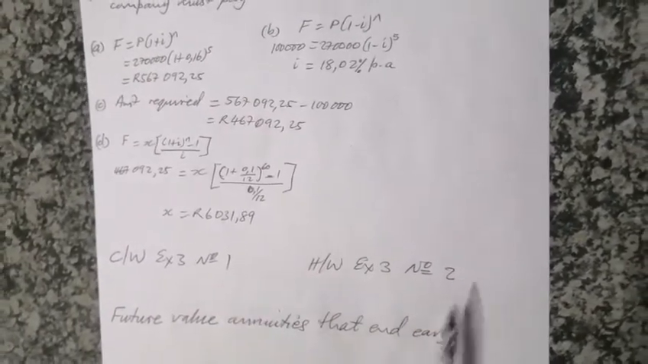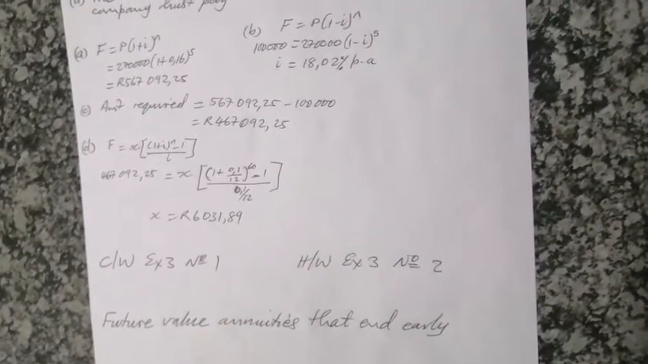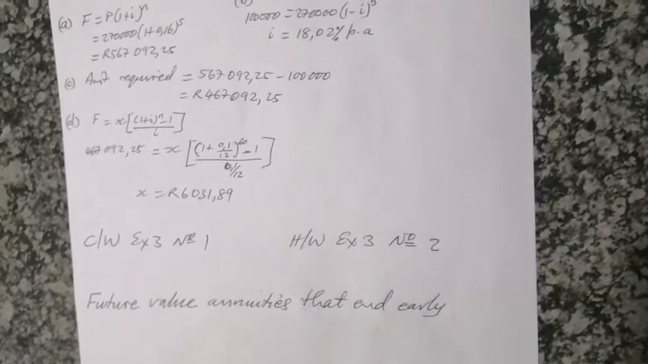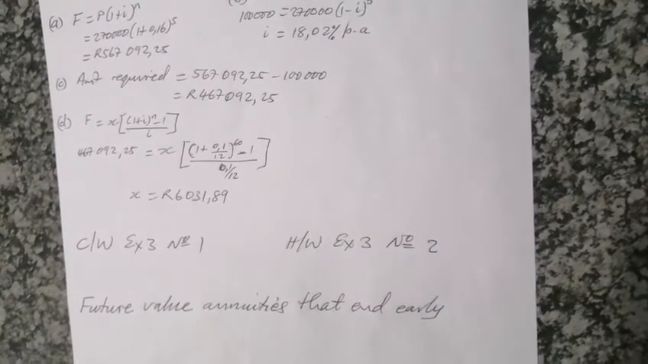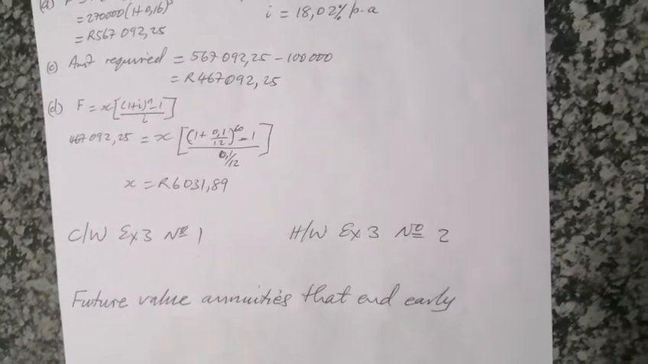Then today you are also doing the following classwork, exercise 3 number 1, and then your homework will be exercise 3 number 2. And the next time we meet, we are going to look at future value annuities that end early. Thank you very much.